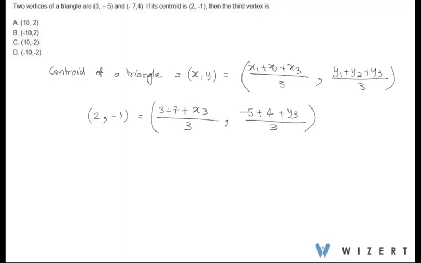So let's simply equate x coordinate with x coordinate and y coordinate with y coordinate. So 2 equal to (3 - 7 is -4, -4 + x3)/3. So we get 3 into 2 is 6 equal to -4 + x3. So we get x3 equal to 10.